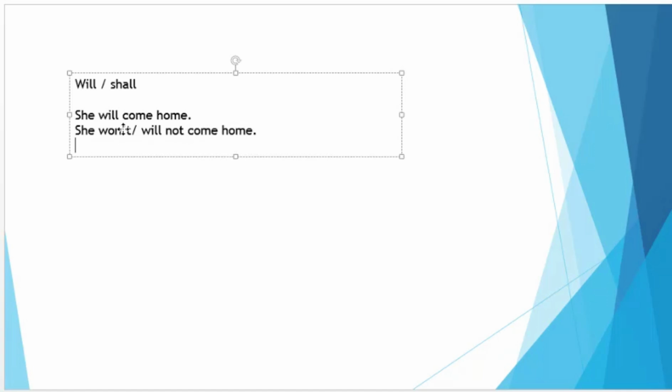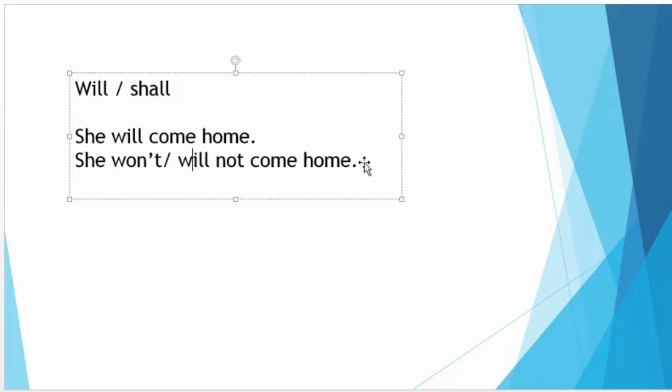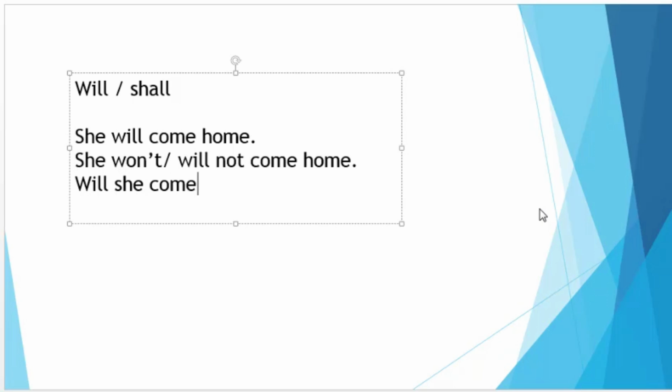Now you can see that the positive structure is she will come home, and the negative structure is she will not come home. We just use not after will. Okay? But if you want to make it a question, we bring will at the beginning. Will she come home? Okay? So this is the simple future tense structure.